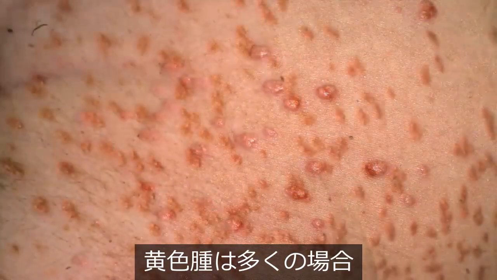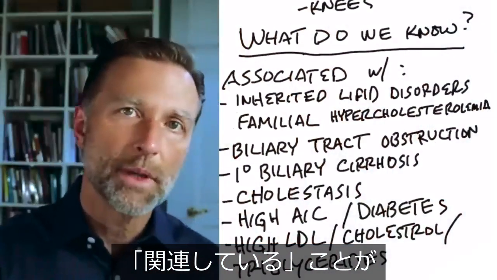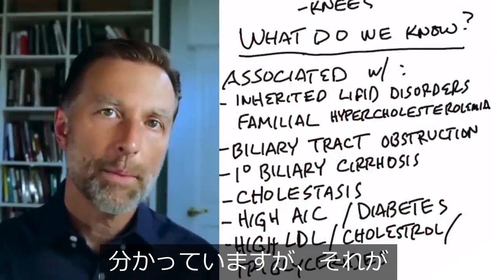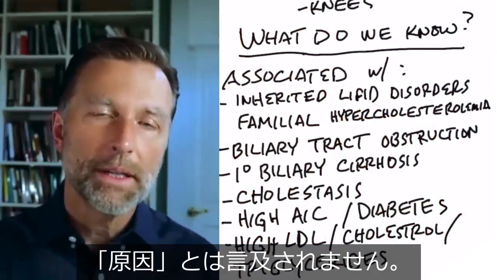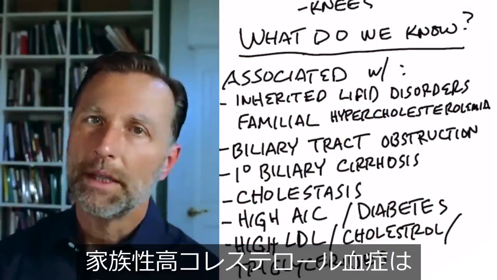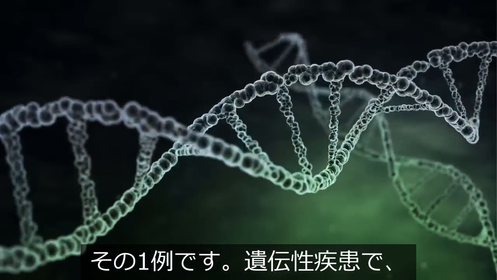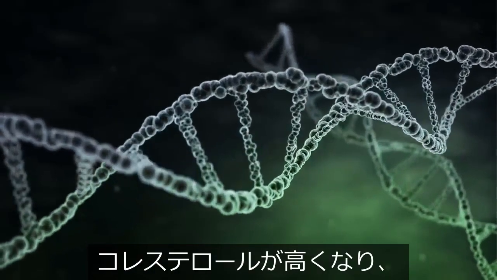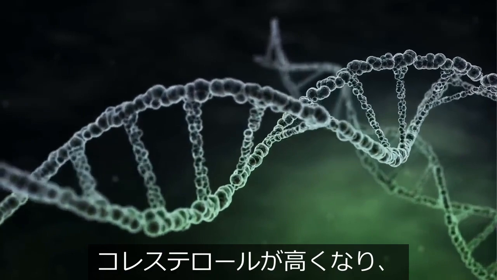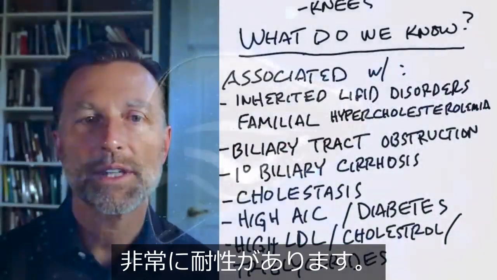We do know that many times these xanthomas are associated, okay? They don't say caused by, but they're associated with some type of hereditary lipid disorder. Okay, lipids are fats. So one example would be familial hypercholesterolemia, and that's a hereditary condition that's passed on by your genes where you have high cholesterol, which is very resistant to various types of treatment.